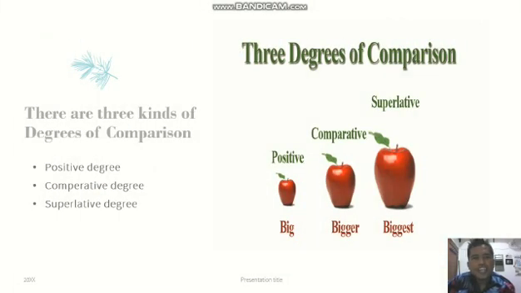Okay, there are three kinds of degrees of comparison. The first one is positive degree. The second one is comparative degree. And then the third one is superlative degree. In a few seconds, we are going to discuss these one by one.